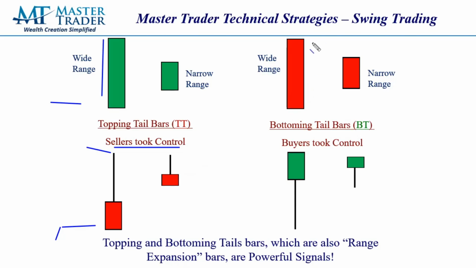Wide range red bar. Prices had moved lower. It turns into a bottoming tail bar. We say buyers took control. Was it a big bar or was it a little bar? As you would imagine, big, wide range bottoming tail bars are going to be more meaningful than small ones.